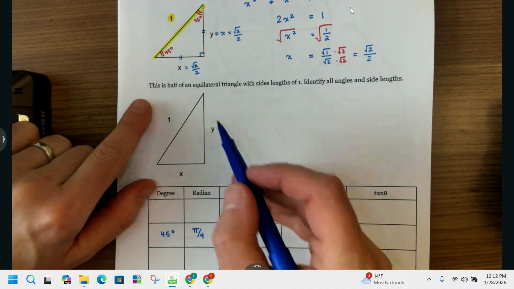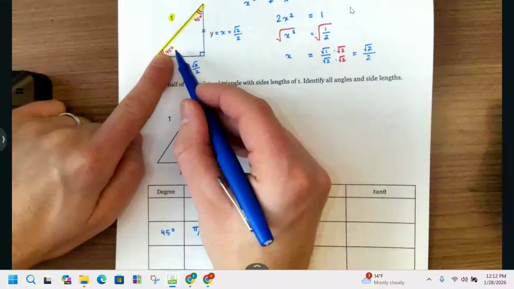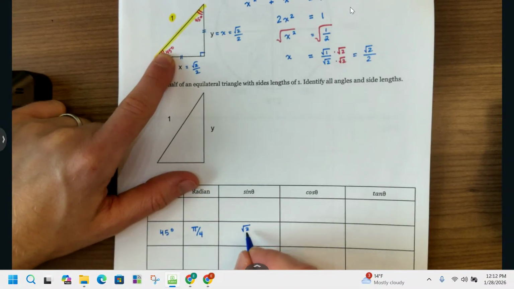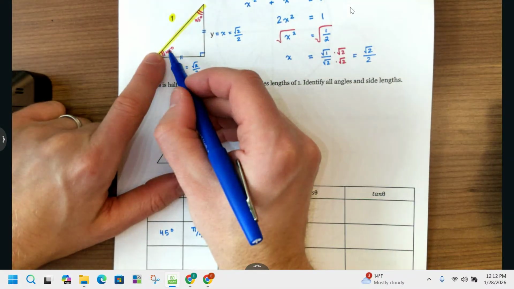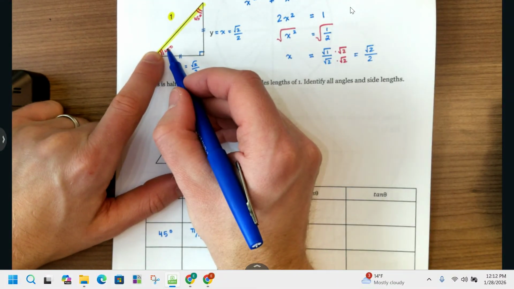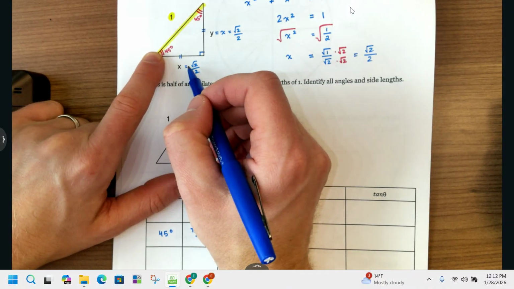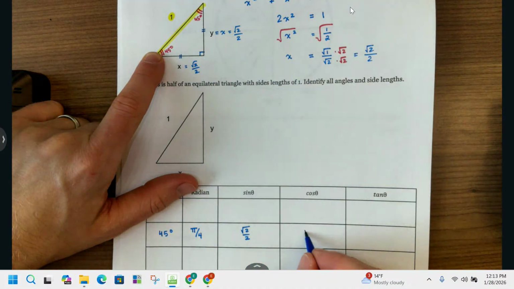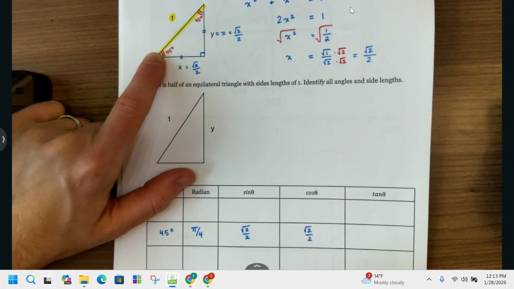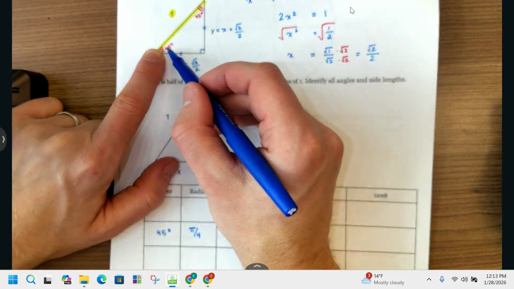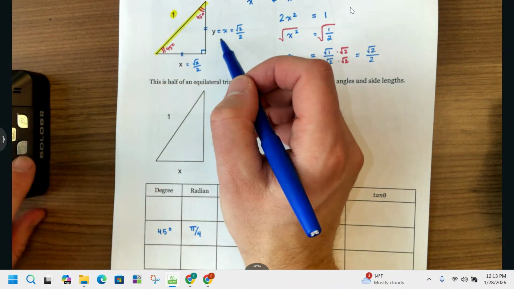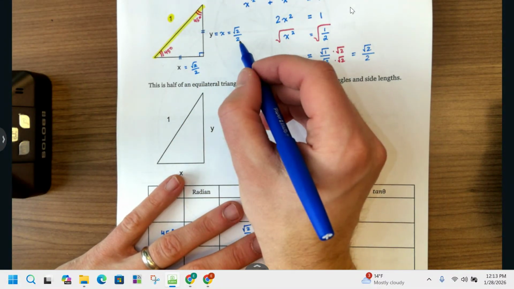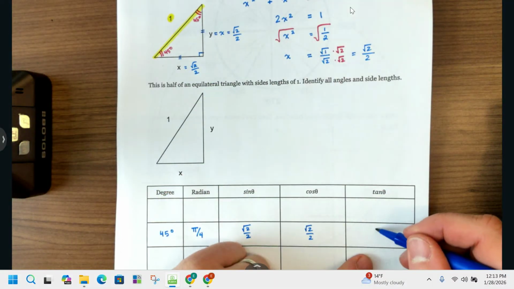The sine of 45 degrees would be the opposite over the hypotenuse, which is root 2 over 2. The cosine of 45 degrees would be the adjacent divided by the hypotenuse, which is root 2 over 2 divided by 1. The tangent of 45 degrees would be the opposite divided by the adjacent, root 2 over 2 divided by root 2 over 2 gives us 1.